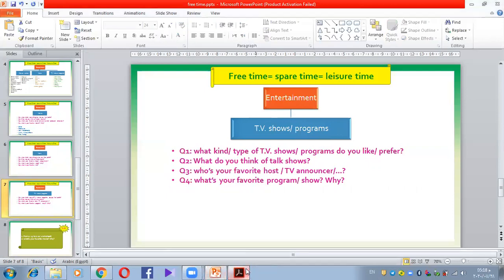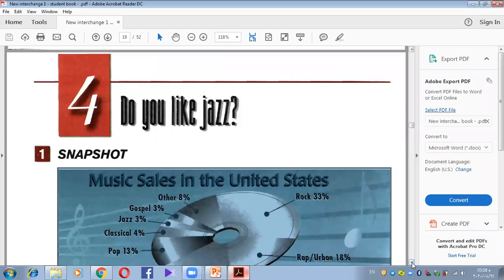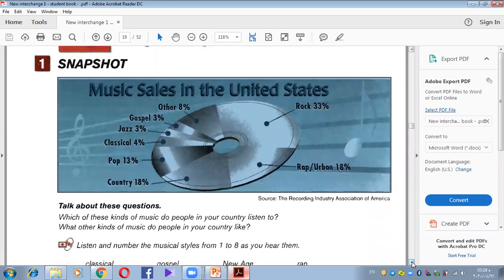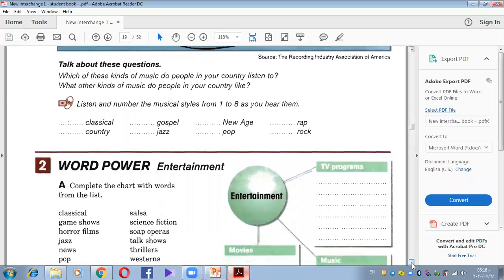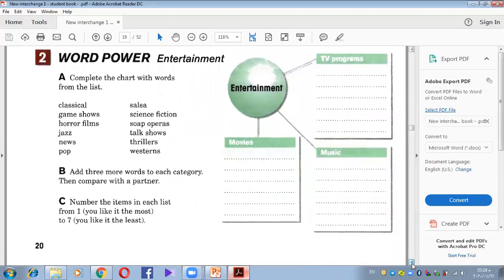Okay, let's go to the book. Our book, Unit 4, Do You Like Jazz? Here he gives you some types of music, as I told you, like rock, rap, country, pop music, classical music, jazz music, gospel, and others. Okay? He gives you just an example. Let's have a look here.